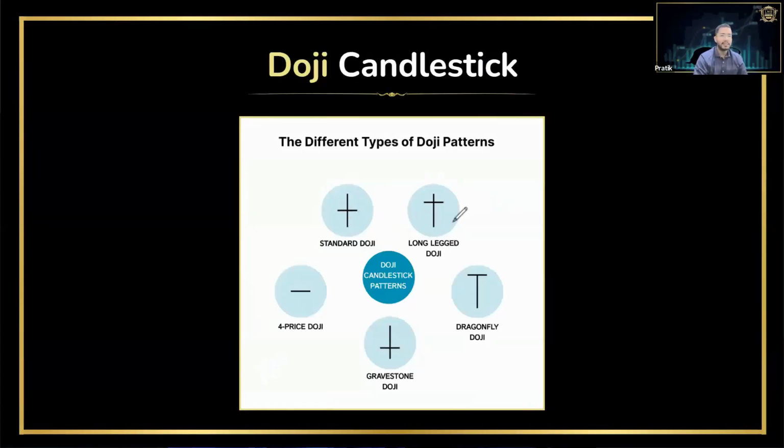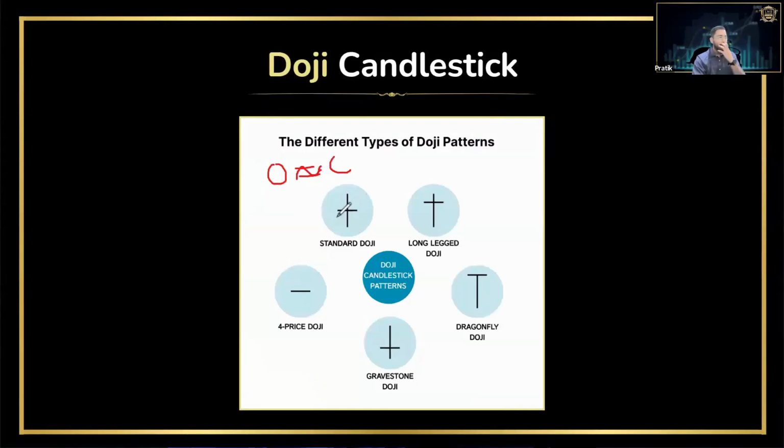Now, there are different types of Doji. What is happening here? Can you see that the common thing is that the open is almost equal to the close, that the body is not there anymore? Can you guys see that? There's no body. So what's happening? The open is almost equal to the close. It's almost equal, so a very negligible body.